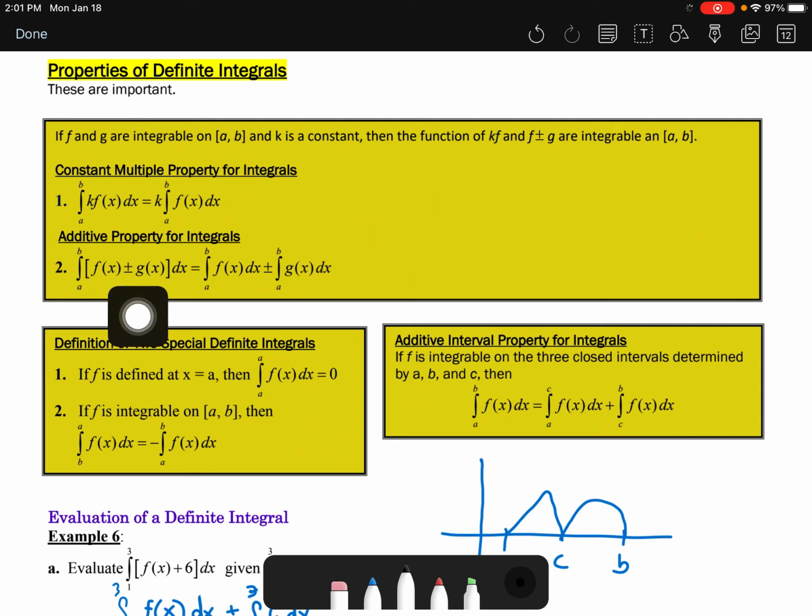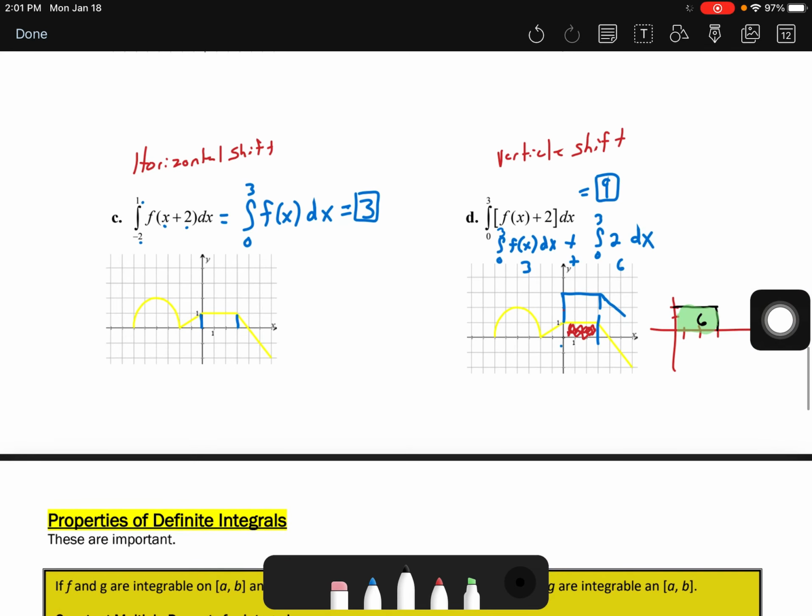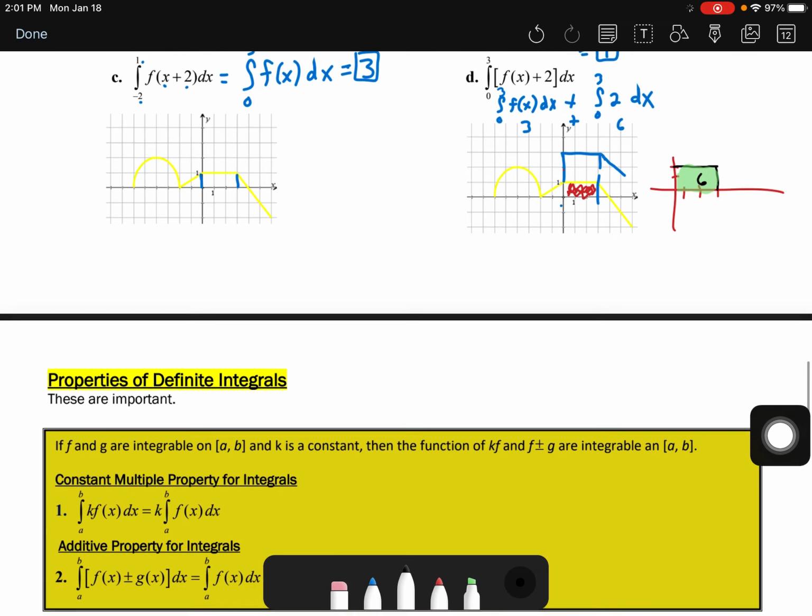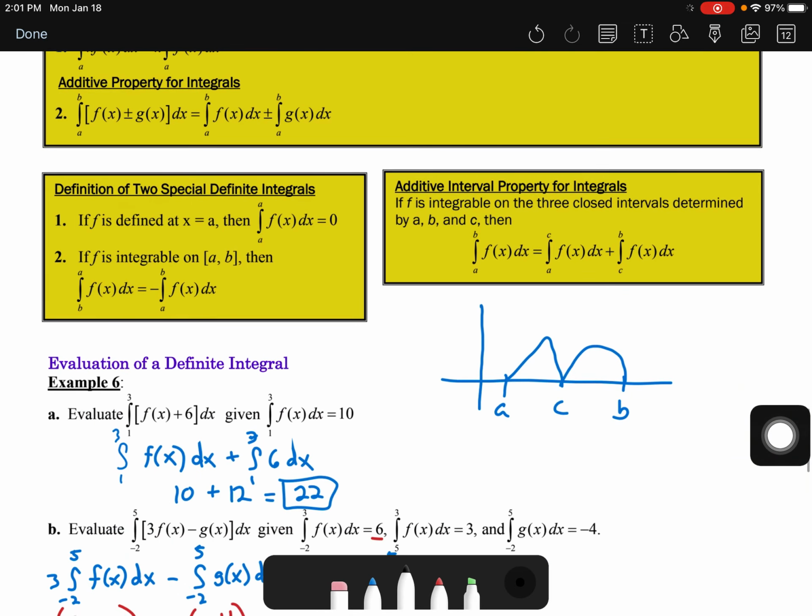But here, the additive property. So if you're adding more than one function, you can evaluate each of those separately. Okay. And that's kind of what I did in this piece. So we added from 0 to 3 of f of x, and then plus 0 to 3 of 2 dx or whatever. And so you can just get those values separately and add those together.